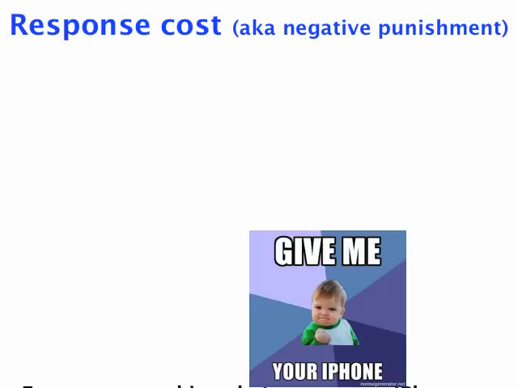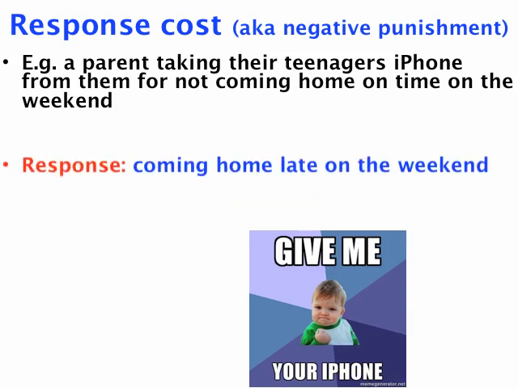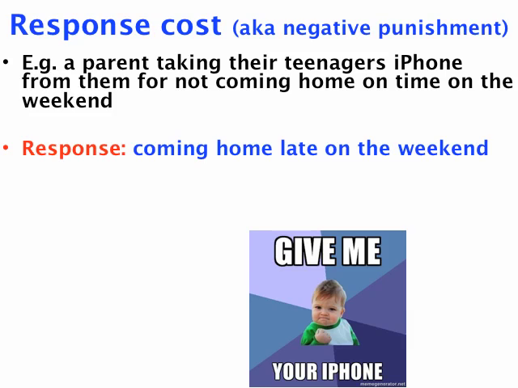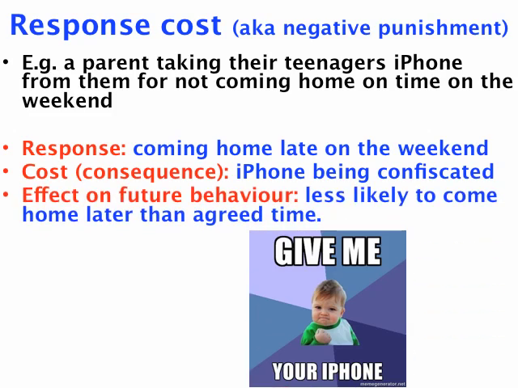Let's go through another example. Let's say we've got a teenager who doesn't come home according to their curfew. They come home late, don't notify mummy or daddy. The response that we're targeting here is coming home late on the weekend. We want them to come home on time, obviously, because of safety issues. The cost in this case is the child or the adolescent losing their iPhone. And the effect on the future behaviour is hopefully that adolescent is less likely to come home late.